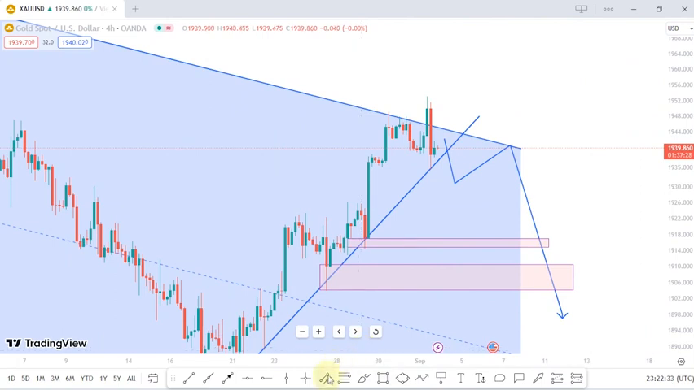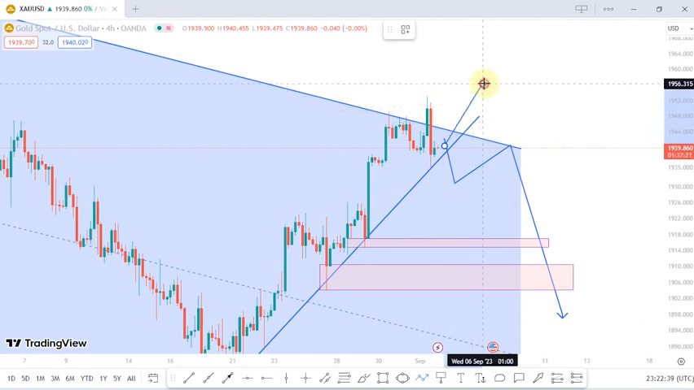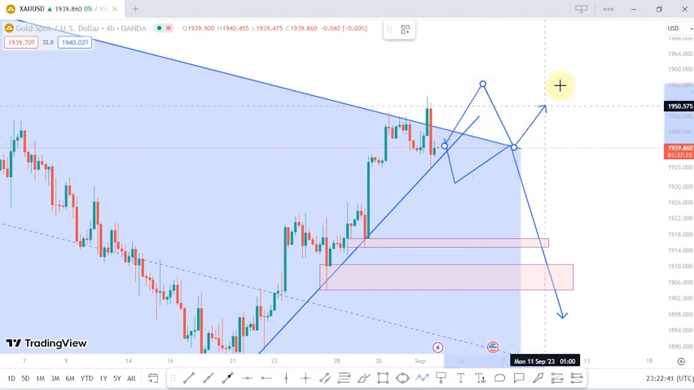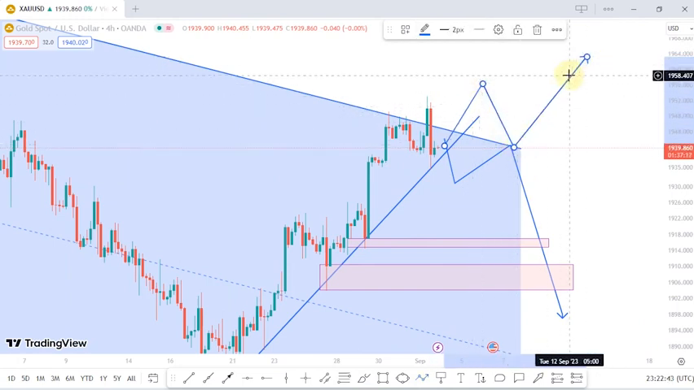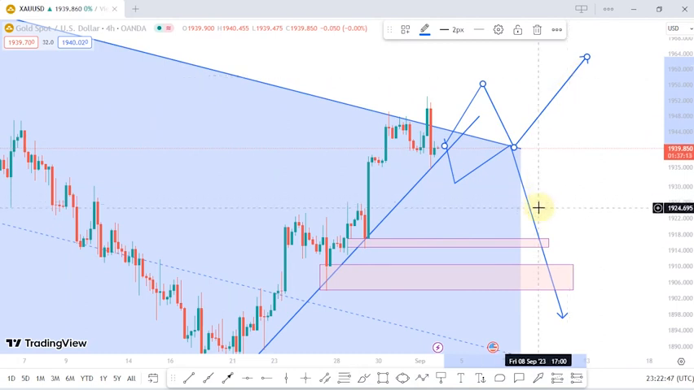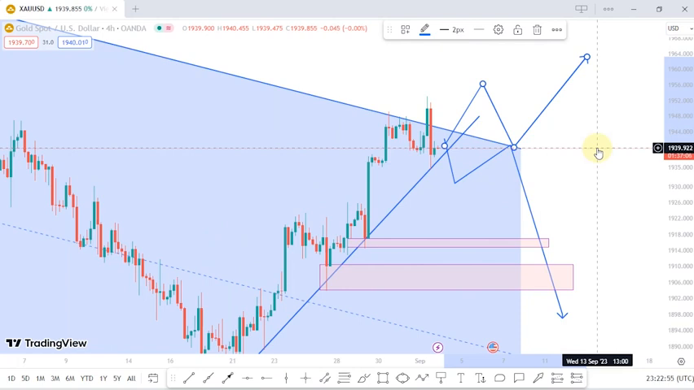And again, if the market continues to the upside, we'll see a proper break, a retest, and maybe a continuation to the upside. But 70% is telling me that this market is going to go bearish. So that is that for gold. We go to the next one.